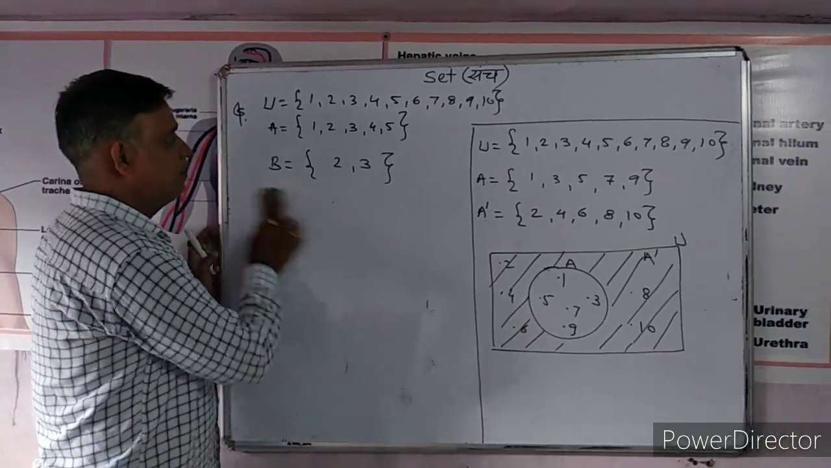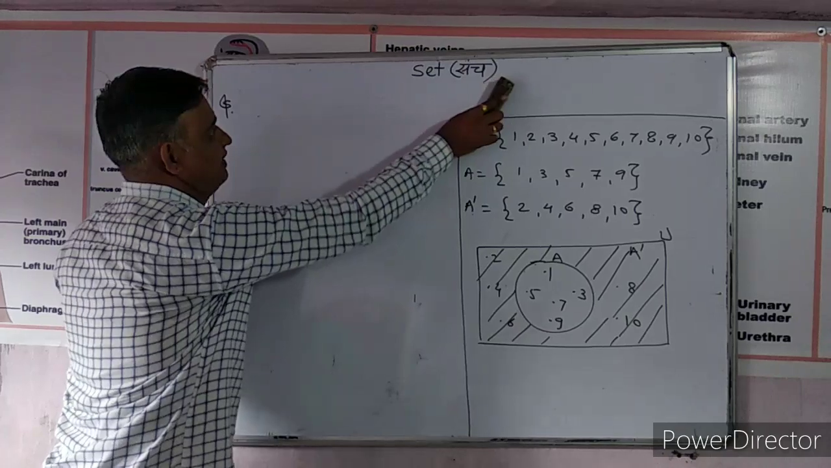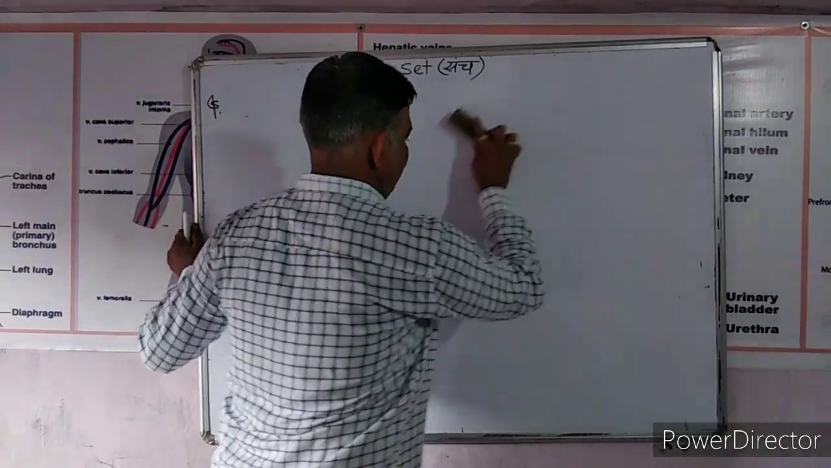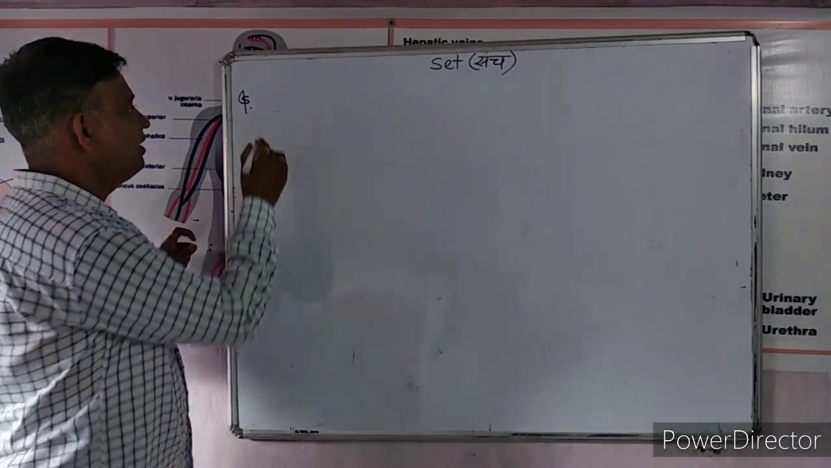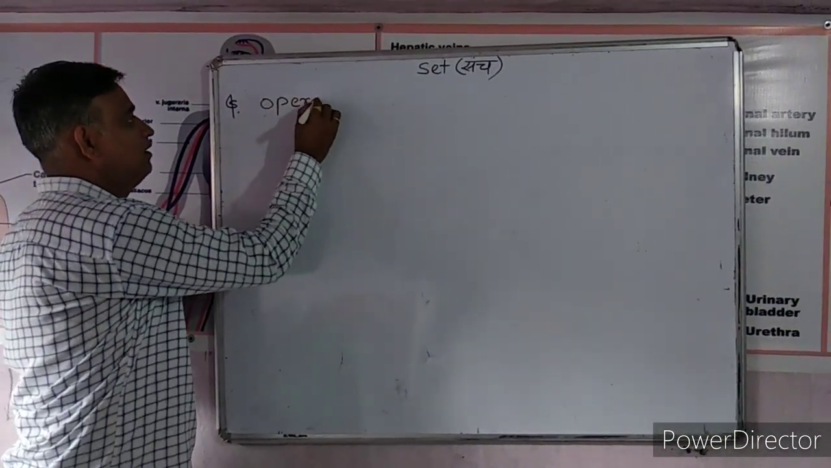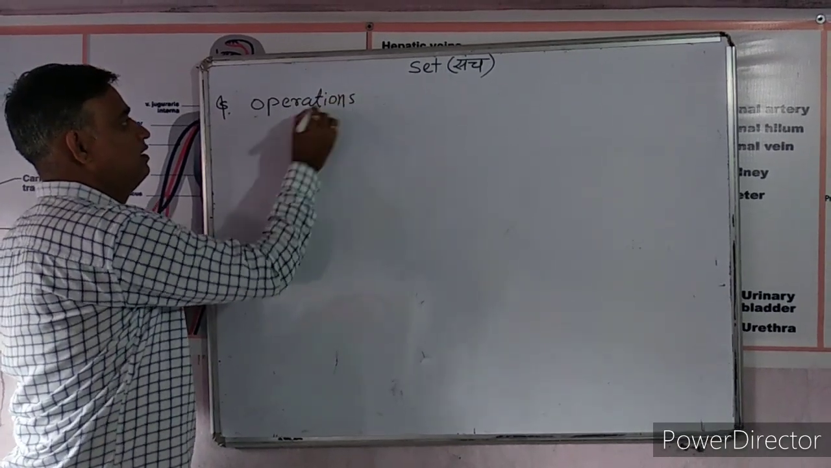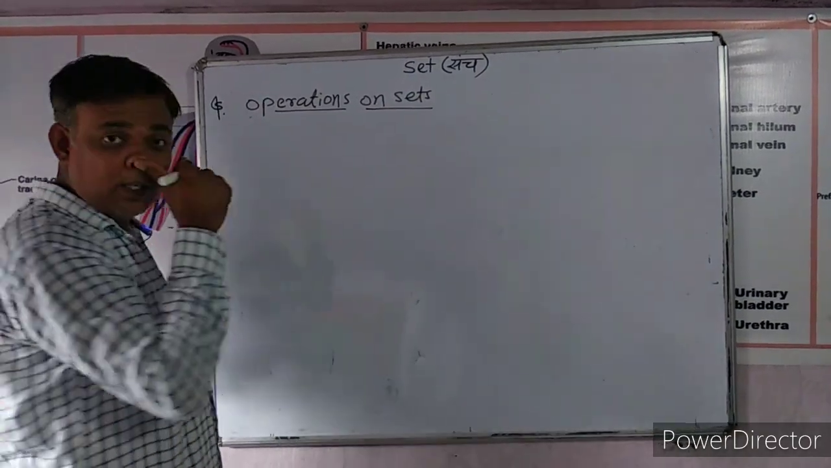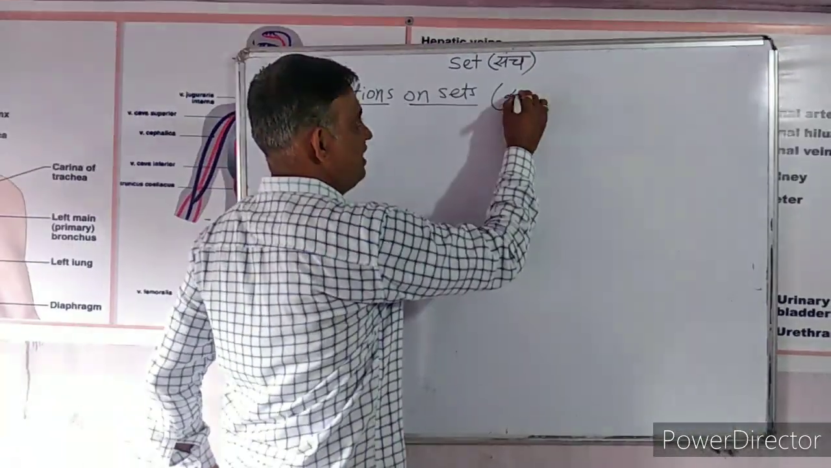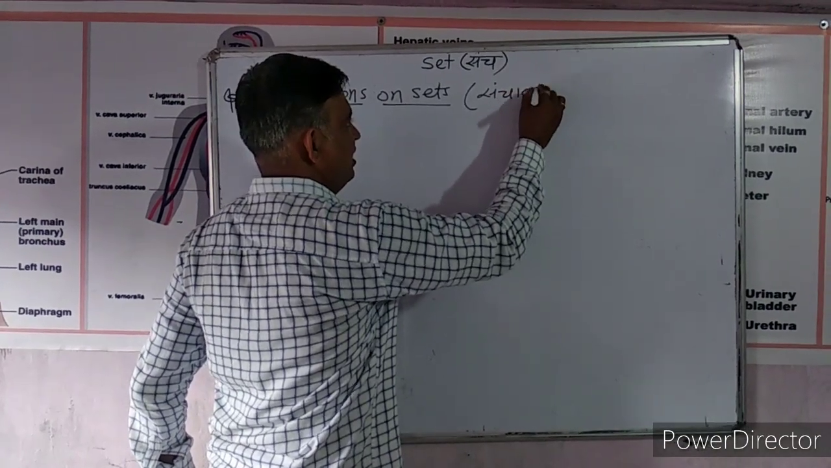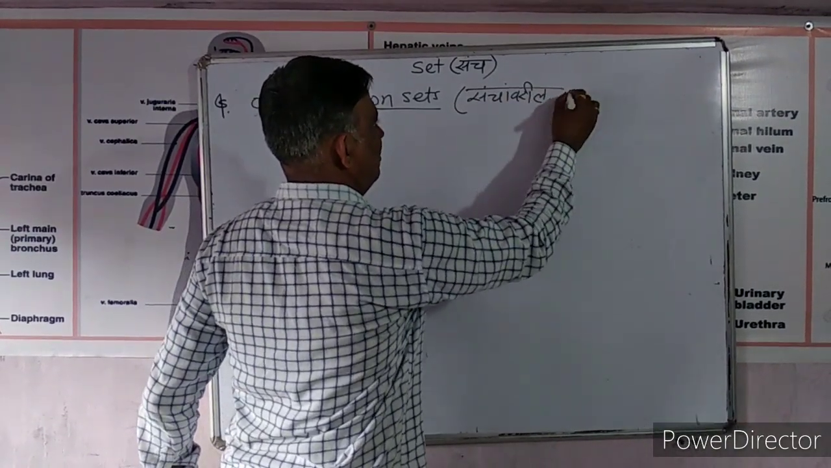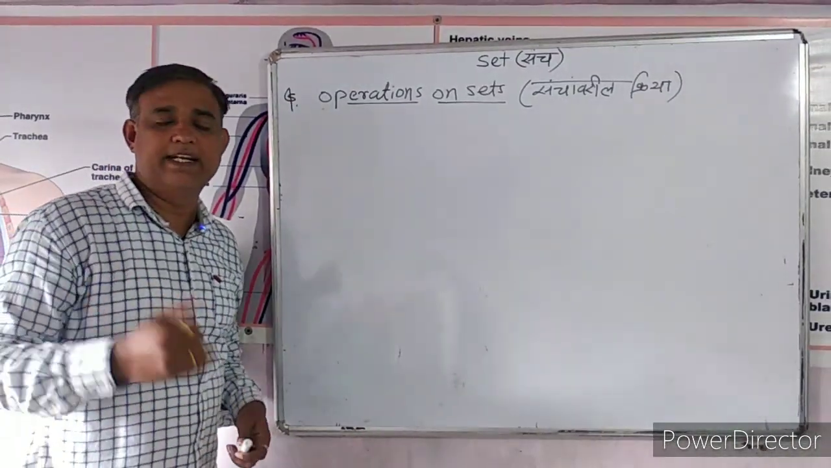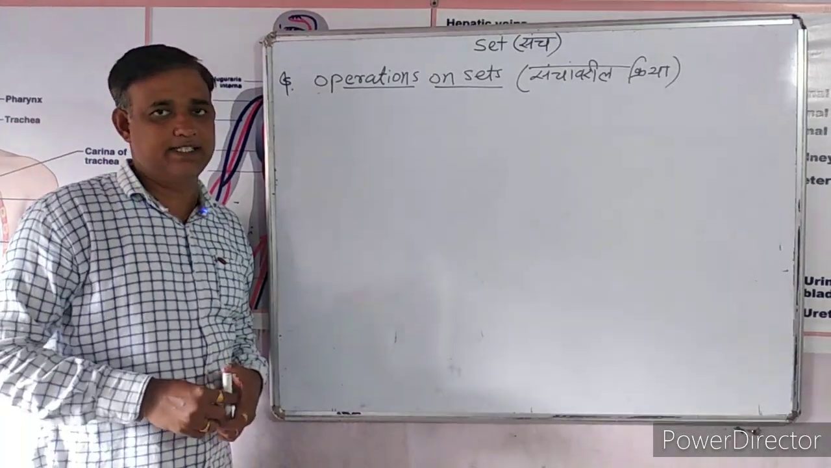Now our today's topic is operations on sets. Operations on sets. There are mainly two operations, that are union of sets and intersection of sets.